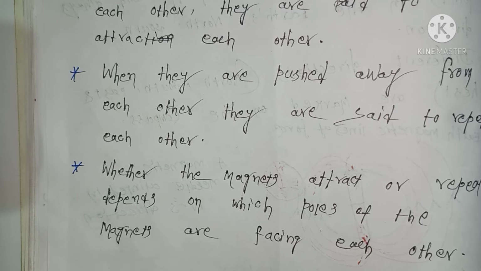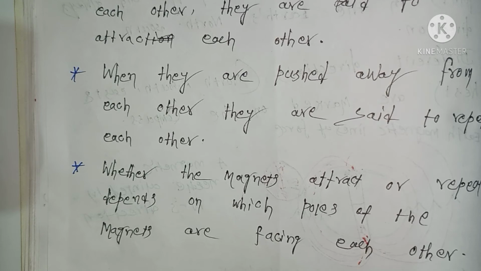When the magnets push or pull, it depends on which poles face each other. Suppose north and north poles are there, then it will show repulsion. When south and north come closer, then it will show attraction. Means like poles and unlike poles.